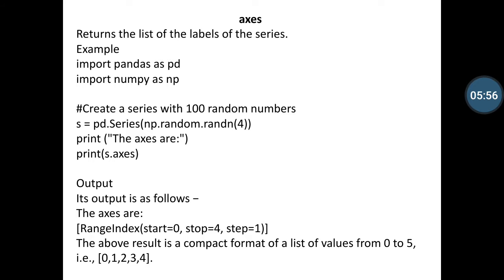You can notice that the axes is a RangeIndex that starts from 0, stops at 4, and steps by 1. It is basically defined like the loop structure of a for loop in Python, and the above result is the compact format of a list of values from 0 to 4, that is 0, 1, 2, 3, 4.